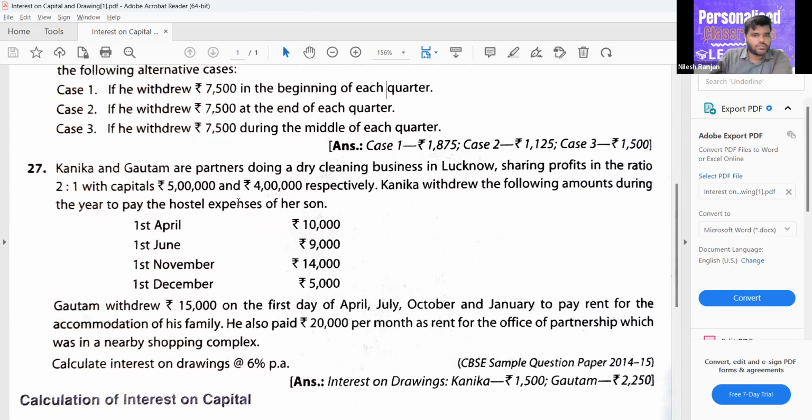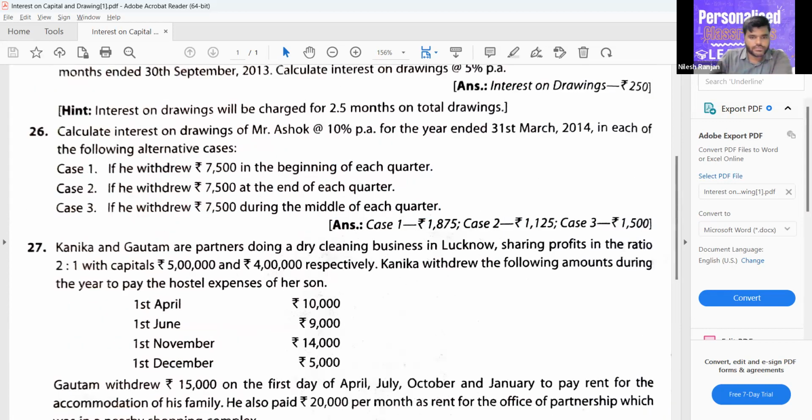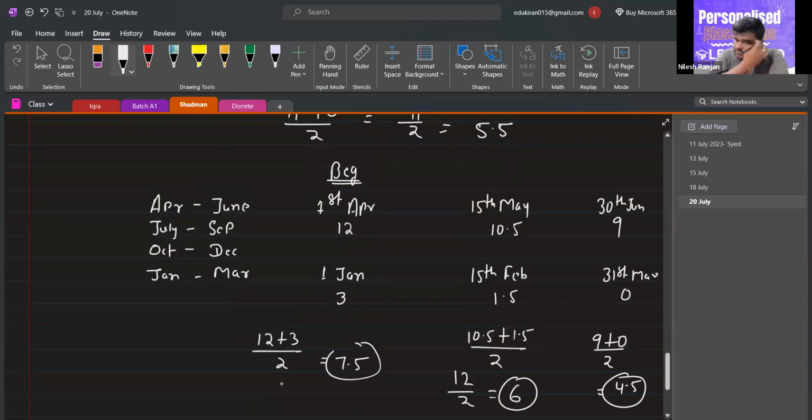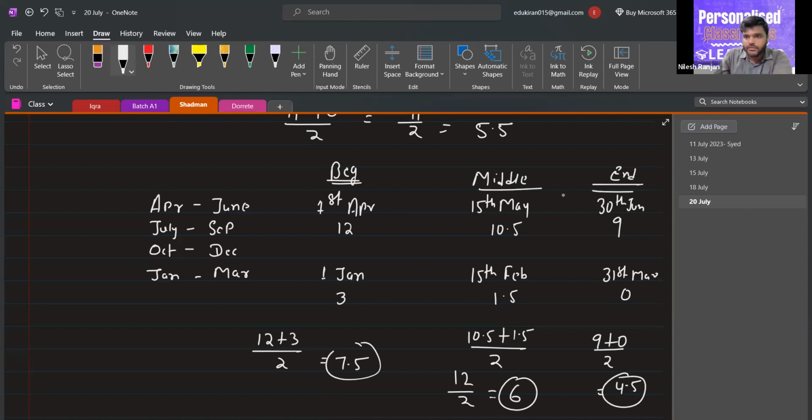Sir, can you show the quarter part in the board? Yes. Beginning, middle, and end. So we can calculate this.